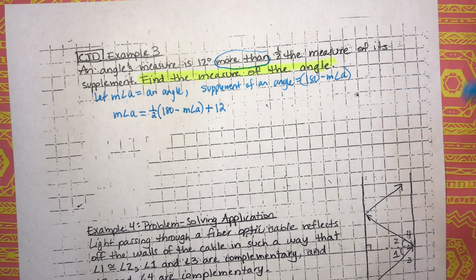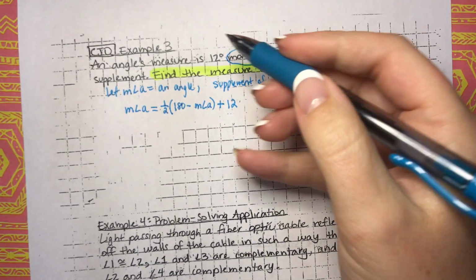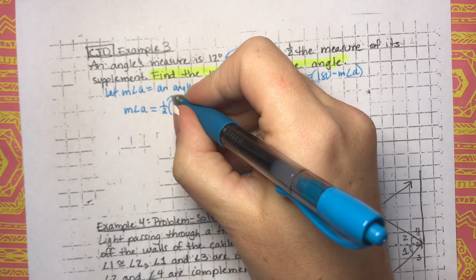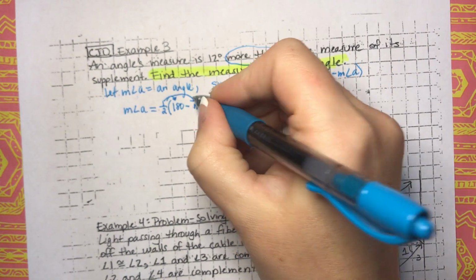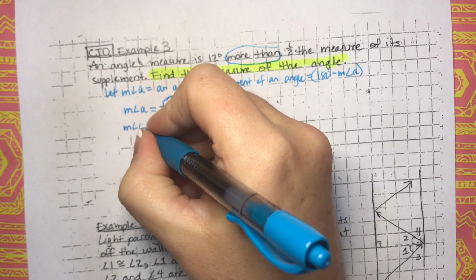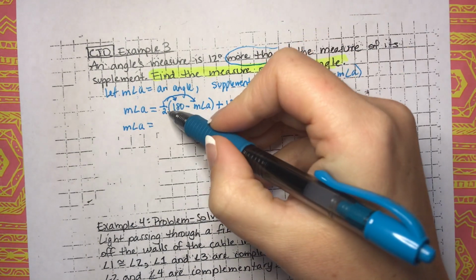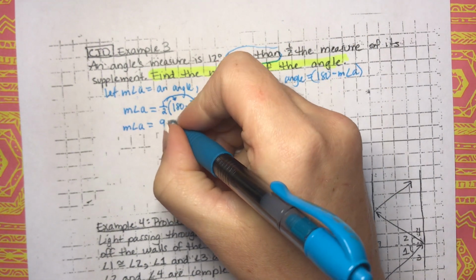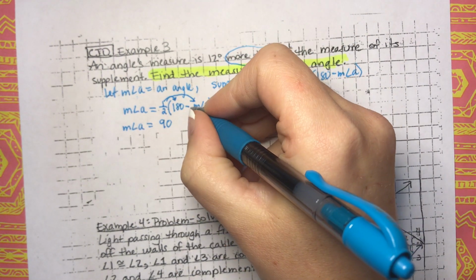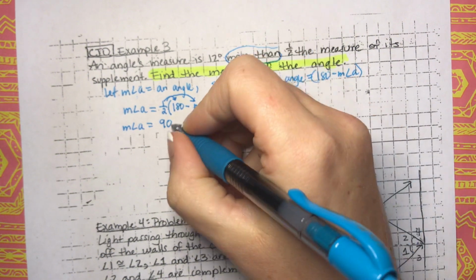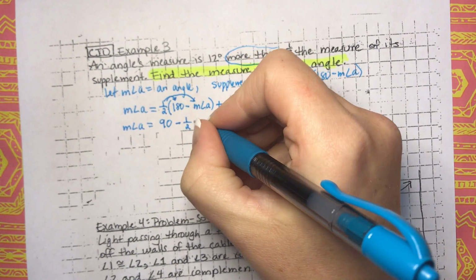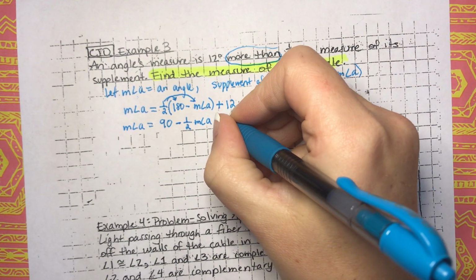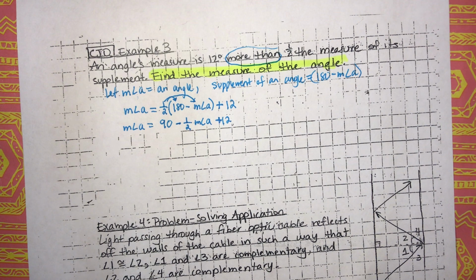So here we go. Here's our algebra right here. The first thing we have to do is distribute this half to both things, right here and right here. So I'm just going to rewrite this. Measure of angle A equals 1/2 of 180. We know that half of 180 is 90. And then 1/2 times a negative measure of angle A is going to be negative 1/2 measure of angle A plus 12. All right, perfect.